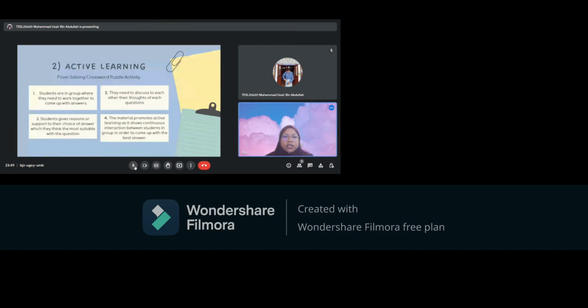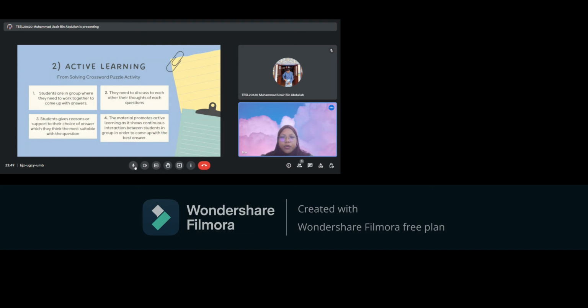Next, this material will require pupils to be active learners, because it is active learning. This is because students are in a group where they need to work together to come up with answers. They need to discuss their thoughts on each question with each other, and students will give reasons or support for their choice of answer, which they think is the most suitable for the questions.